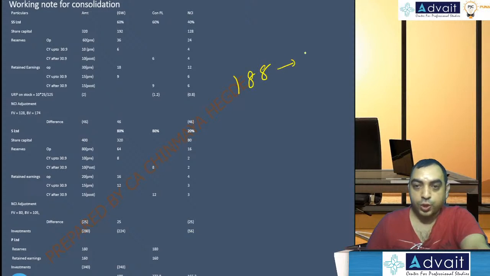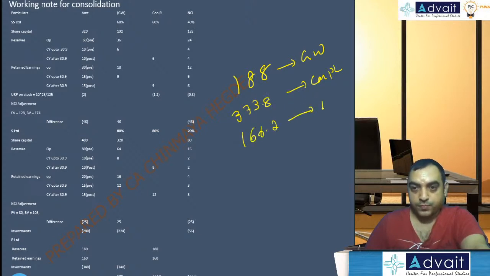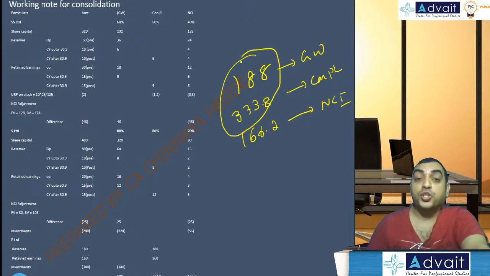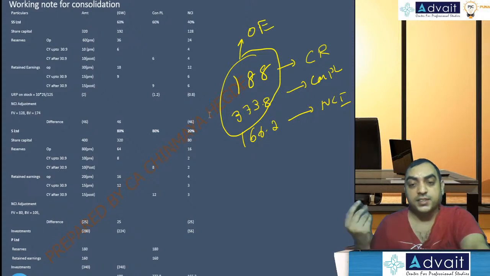That is the goodwill column. Then the second, ConPL, is 373.8 and NCI is 166.2. But in the exam, you have to write both of them. A positive number actually means it's not goodwill, it's a capital reserve, gain on bargain purchase, capital reserve. So you should write it as the sum of these two other equity items, 188 plus 373.8.